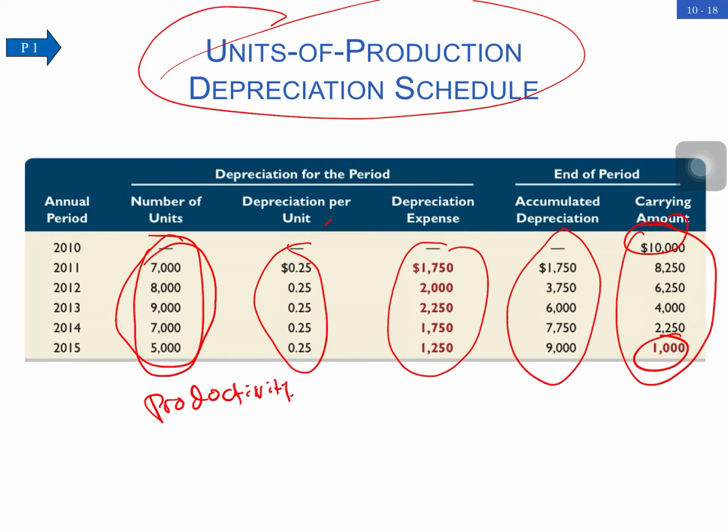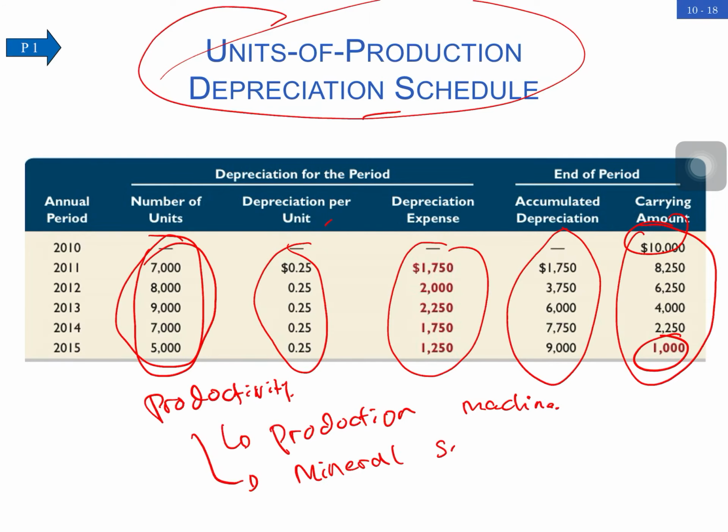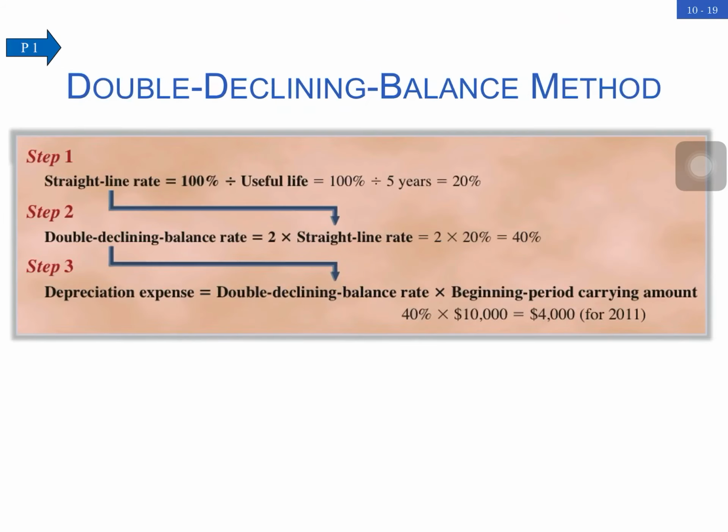So usually people will apply this method for production machines or for mineral sources. You will see this one later at the end of this chapter. Okay. Next one, the last method is double declining balance method. Okay, double declining.